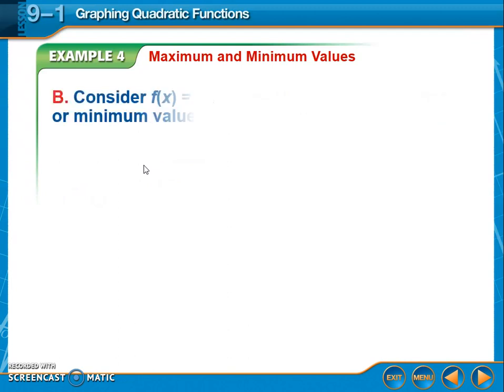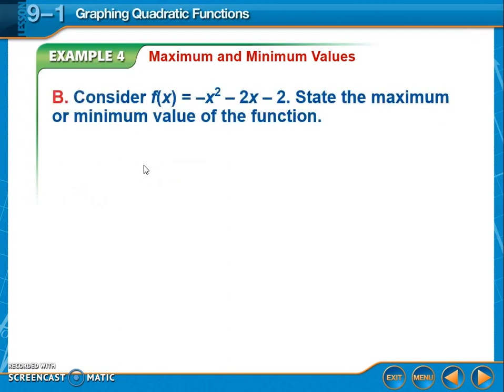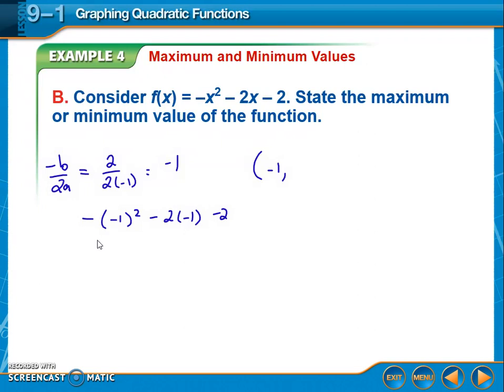Okay? Part 2, we need to state what the minimum or maximum is. So in order to do that, I need to do the negative b over 2a. And when I do that, I get negative 2 over 2 times negative 1, so I get negative 1. And I need to figure out what that is when I put in negative 1 into my equation. So I'm going to do negative 1 squared minus 2 times negative 1 minus 2. So this becomes negative 1 plus 2 minus 2. So I get negative 1.